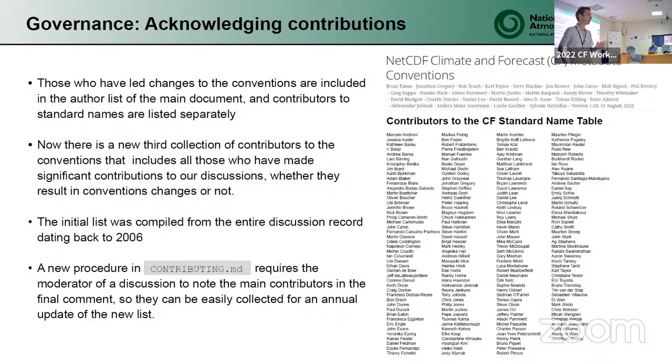But there is a new procedure in place: the moderator of the discussion, when it's closed or finished, however it was resolved, will note who the main players are. So when this new list comes to get updated, which it will be annually, is the plan, in line probably with conventions releases, it's easy to go through and find these people and just add them to the list, rather than having to go and reread all the discussions and make an after-the-event judgment call. So I think this is a good addition.